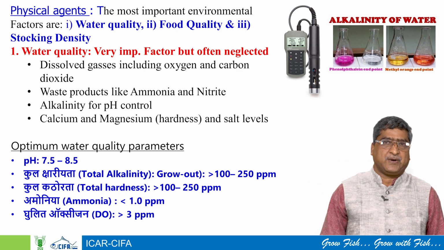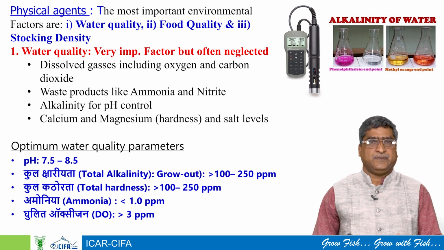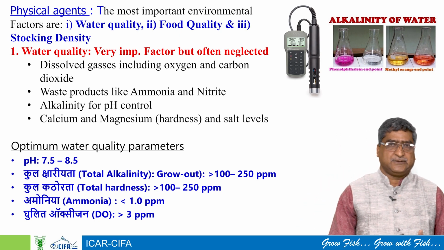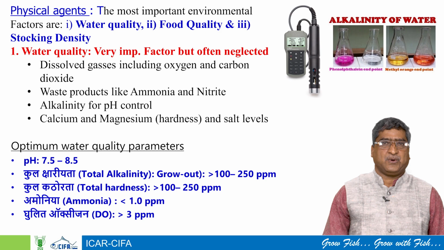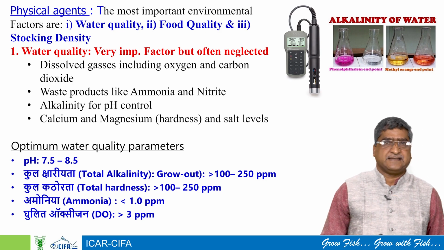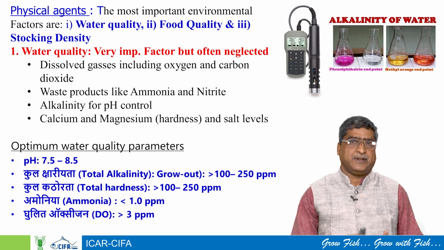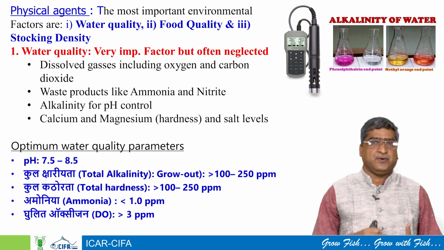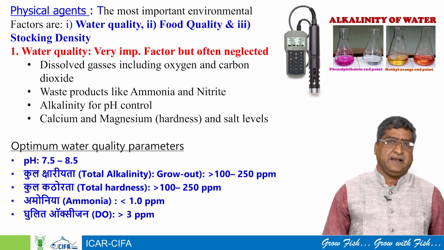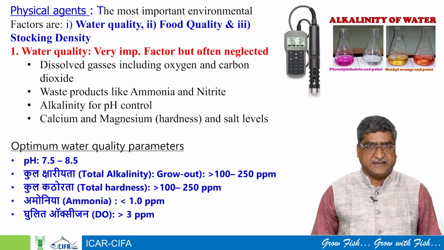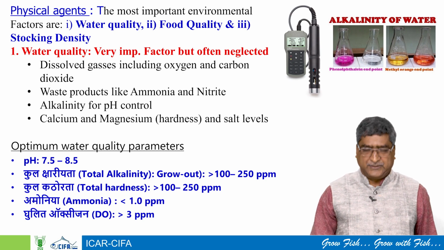And what's the optimum water quality? Water pH should be between 7.5 and 8.5. The total alkalinity should always be more than 100 in case of a grow-out system. Hardness is similar to total alkalinity, it should always be more than 100. Ammonia should always be less than 1 ppm, and DO should always be above 3 ppm. Below 3 ppm, they induce disease, stress, and the animal may die due to lack of oxygen.